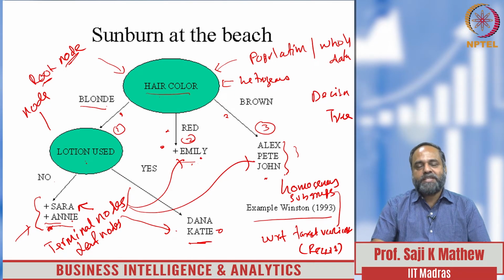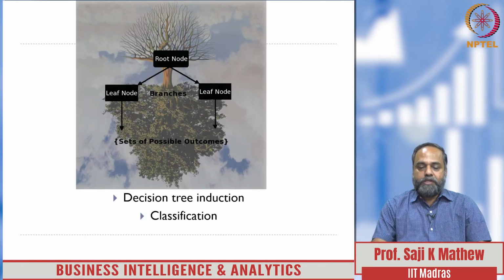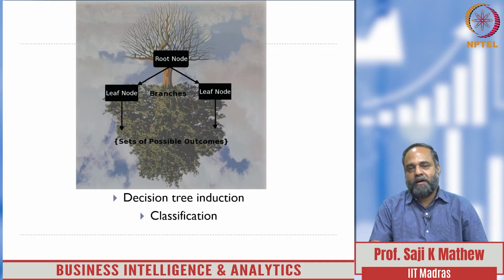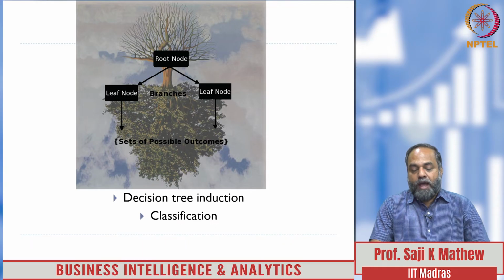A decision tree is a set of rules that split a heterogeneous population into homogeneous subgroups, and that is the example that we have just seen. So with these fundamentals, let us go forward. As I already indicated to you, a decision tree is an inverted tree with root node at the top and leaf nodes at the bottom and branches in between.